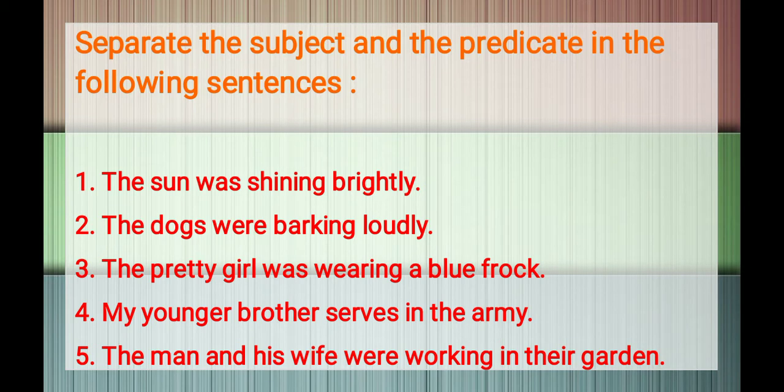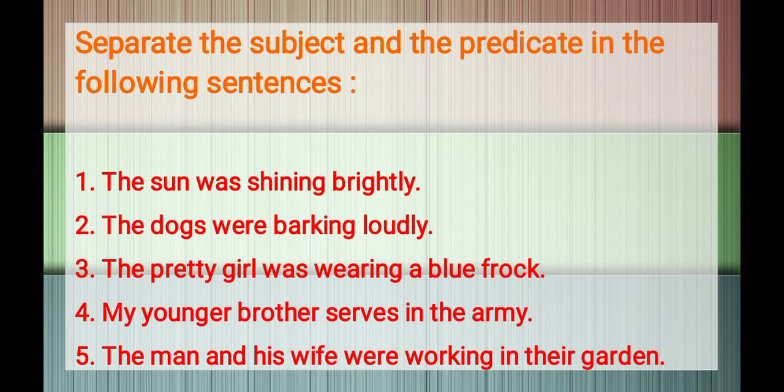And what information are we getting about the sun? That was shining brightly. The sun was shining brightly. The sun is the subject here and was shining brightly is the predicate. Let's see the next sentence.